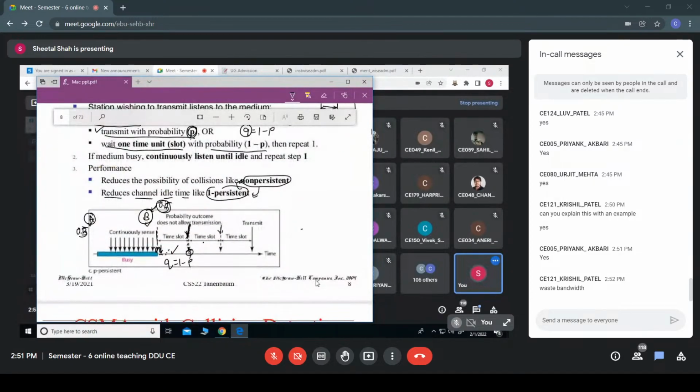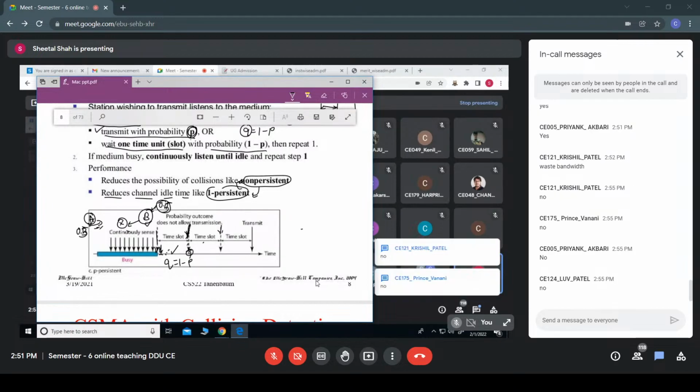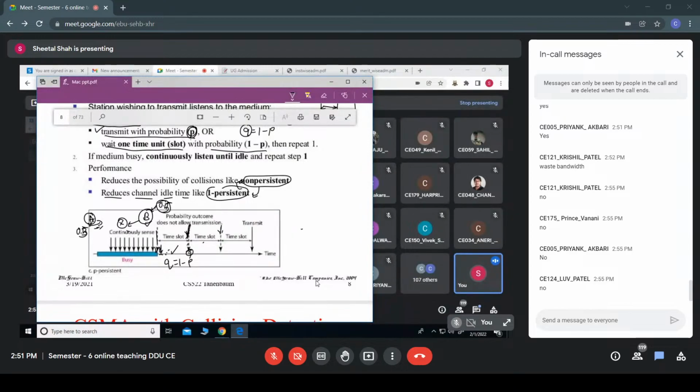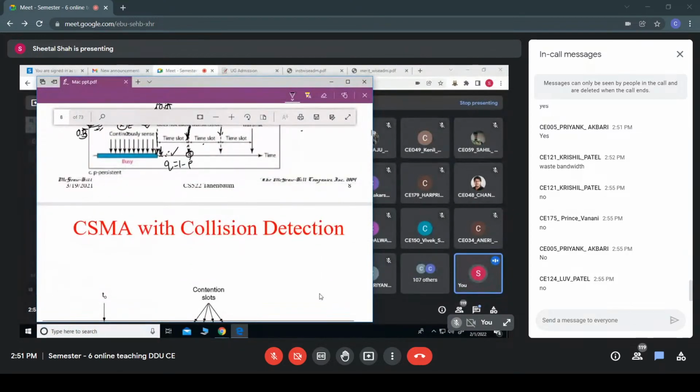Suppose A has transmitted 10 bits, and meanwhile B has also transmitted. Now, this is still transmitting and there is a collision somewhere in between. Is there a point in transmitting the entire frame even if there is a collision? Yes or no? There is not. As soon as the collision has occurred, there is no point in transmitting the entire frame further. Just stop transmitting, isn't it? That is nothing but CSMA with CD.